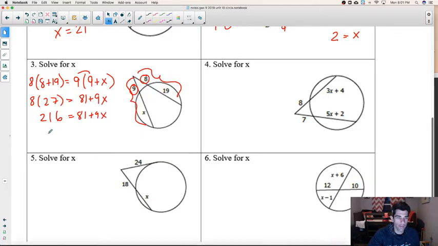Move this to the other side. That's going to be, what is that, 135. Divide by 9, and you get 15. Okay? Try 4. Outside times whole thing. See if you can get it.